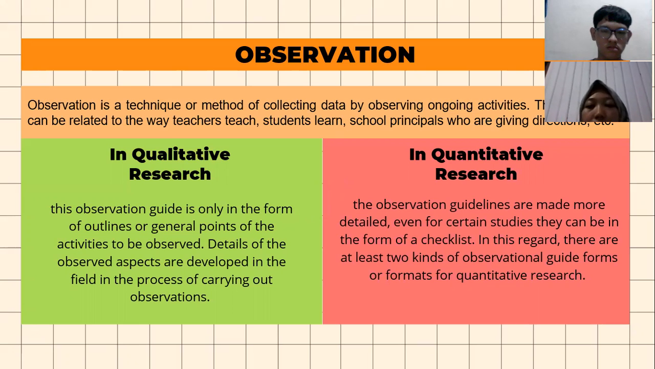And in quantitative research, the observation guidelines are made more detailed. Even for certain studies, they can be in the form of a checklist. In this regard, there are at least two kinds of observation guide forms or formats for quantitative research.